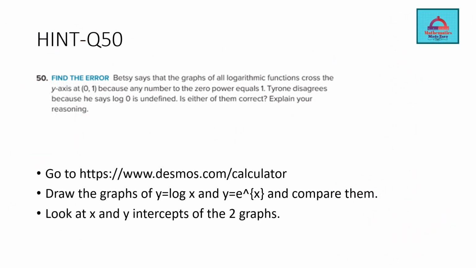Let's discuss this question now. This is question 50 that we are now covering. Here you need to find the error, who is wrong. That's what you need to say, whether Betsy is wrong or Tyrone is wrong. Who's wrong? You have to find the error.